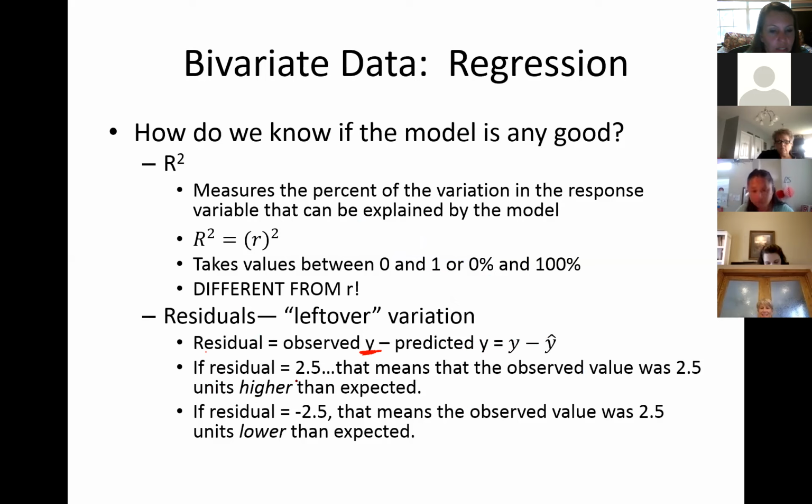So if our residual was equal to 2.5, that would mean that the observed value, the value we actually got, was 2.5 units higher than what we expected, or what our model would have predicted. And if the residual is negative 2.5, that means that the observed value is 2.5 units lower than what we expected. And I think there was a good question on the test review about residuals, getting at the definition of the residual and what a residual meant. So there might be something like that on the exam too.